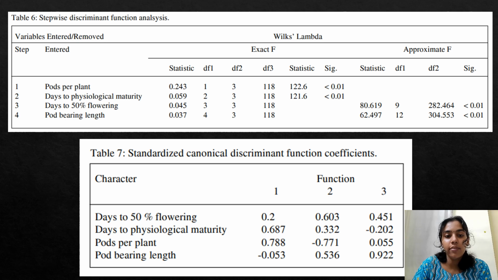In the next table, we can see the standardized canonical discriminant function coefficients. Here we can see in the third function, days to 50% flowering has a high value, and in the second and third functions, pods per plant has a high value.